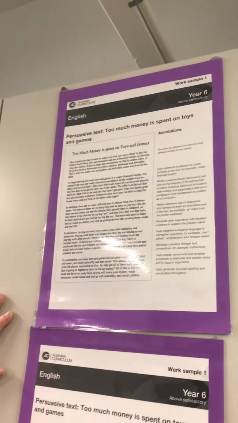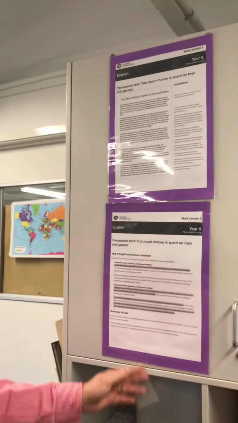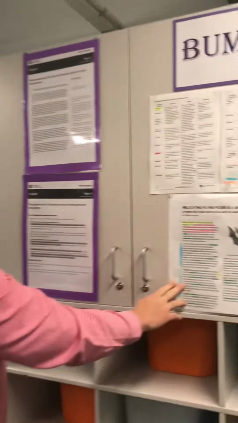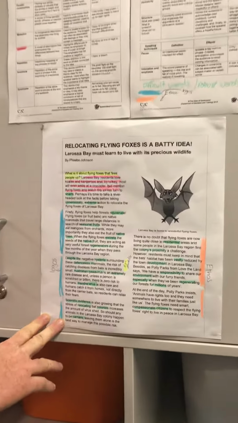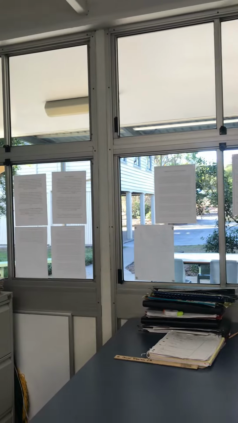Now, if you notice, I have the above satisfactory exemplar. It's important that we have above satisfactory because we want the students to be able to be better than their best. So over here we have another exemplar straight from C2C, and if you have a look over here nice and slow, on the windows we have some exemplars from students from past years.